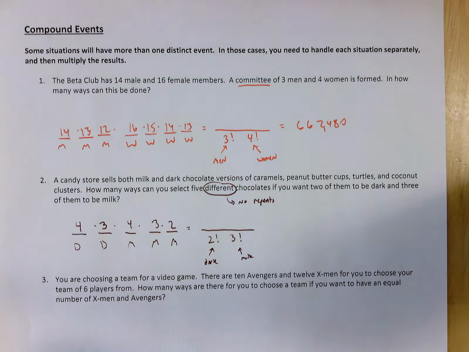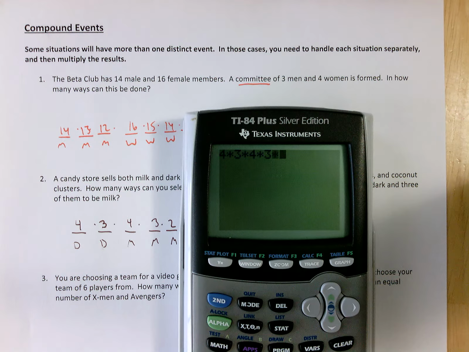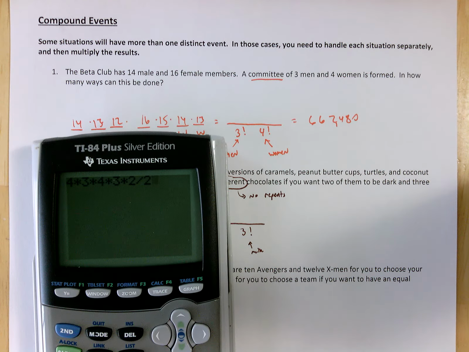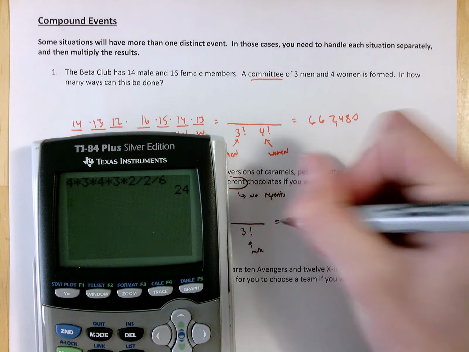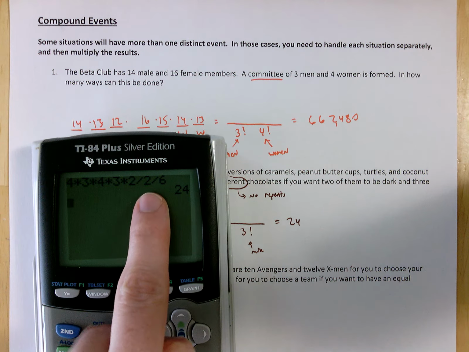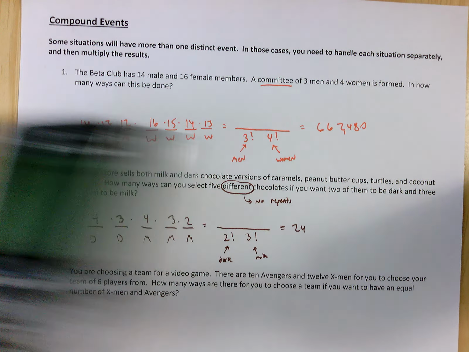Okay. Handy dandy calculator. So I'm doing 4 times 3 times 4 times 3 times 2. Dividing by 2 factorial is 2. And then I'm dividing by, I know 3 factorial is 6. So that works out to 24. Okay, and again, make sure you do the dividing for both of them. So it's not divided by 2 times 6.